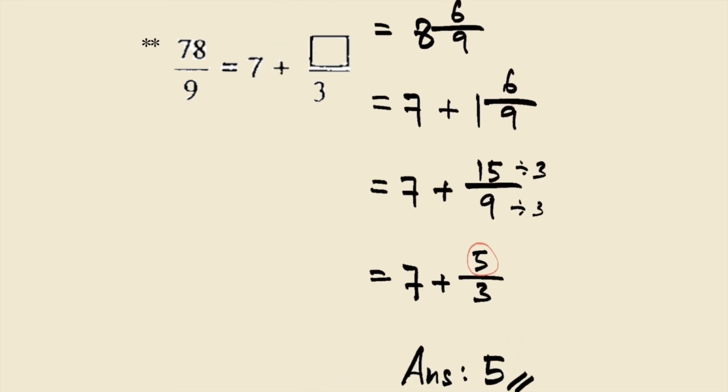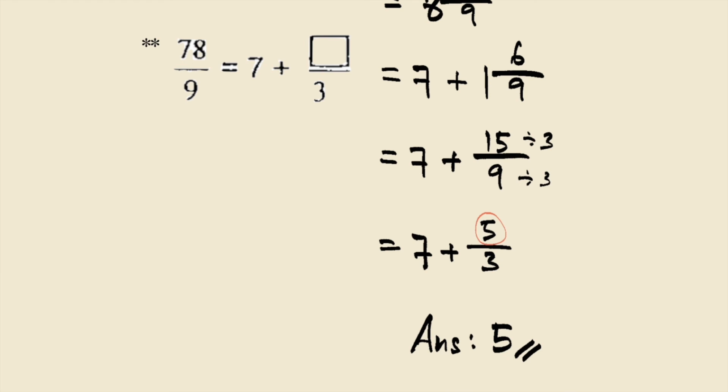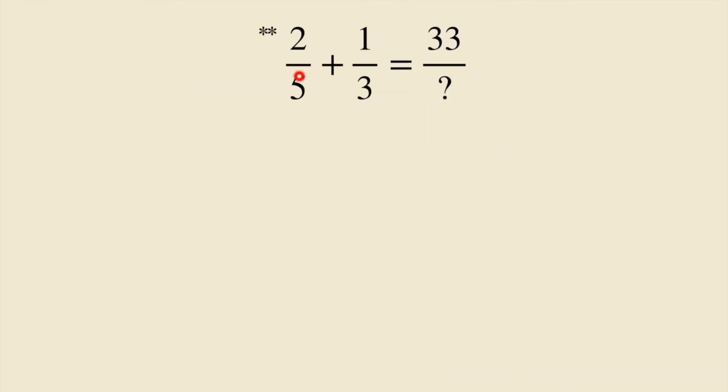So what can happen next is work with this. Turn this into an improper fraction and then divide by 3, giving us 5 over 3. So 7 wholes accounted for, denominator 3 accounted for, numerator is 5, the answer is 5. Okay, somehow we have to carry out this addition and make sure the numerator is 33.